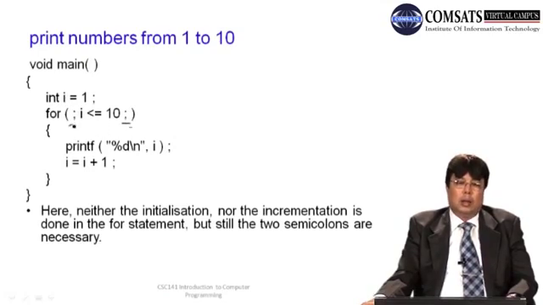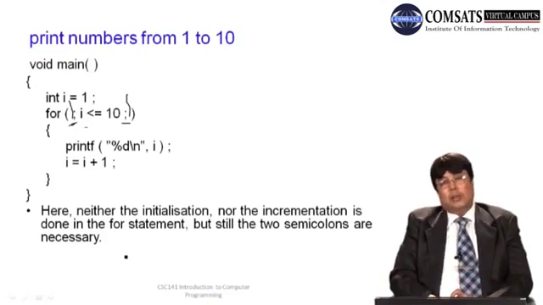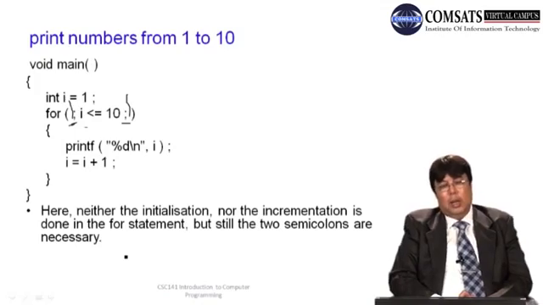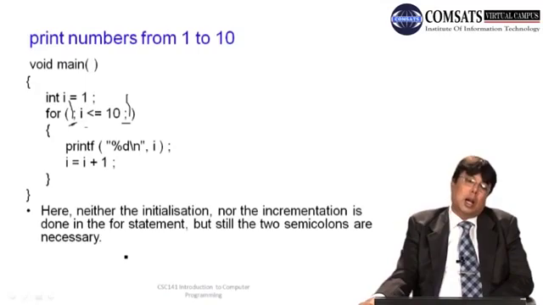Okay, one is for terminating the initialization, the second one for terminating the test, so that 3 arguments, 1, 2, 3 arguments are there. Again, no semicolon here. So neither the initialization nor increment is done in the for statement, but still two semicolons are used.